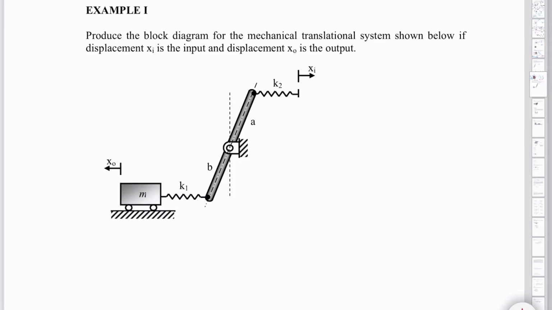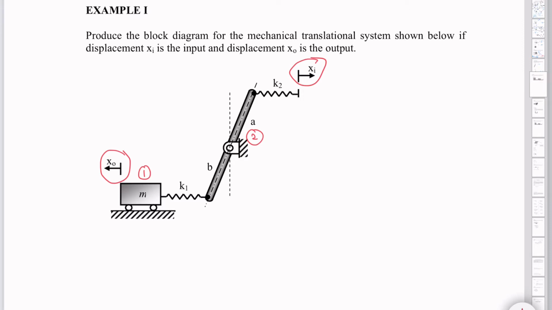Let's discuss example 1, where we have a combination between a lever and a mass. The input to the system is xi, and the output of the system is x0. Here we can see that we have two bodies. The first one is the mass, and the second one is the lever system. So we're going to do the analysis on both systems.